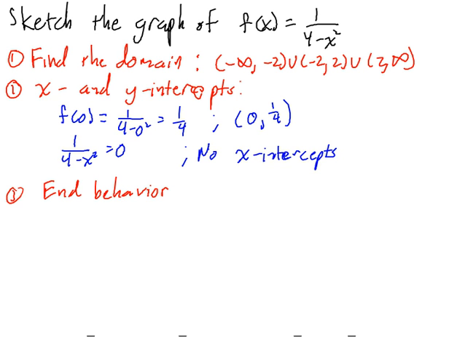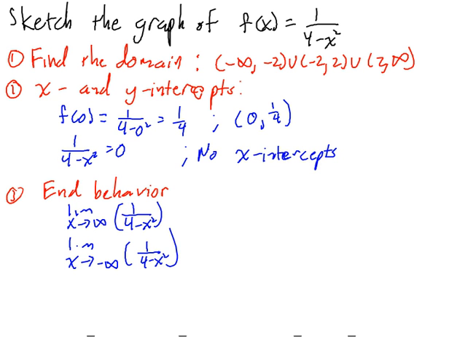So we look at the end behavior of the graph to see what happens as x goes to infinity and what happens when x goes to negative infinity. For both limits, as x gets really large, your denominator keeps getting larger and larger, but your numerator stays fixed at 1. So when that happens, the function is approaching 0 as x gets really, really large.